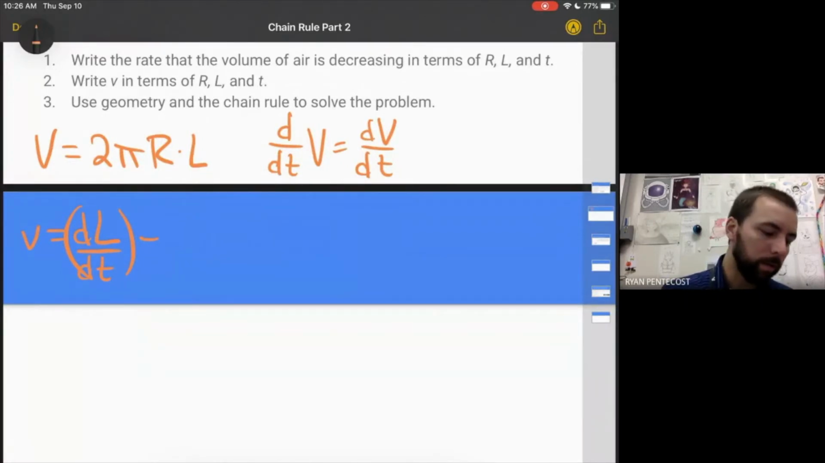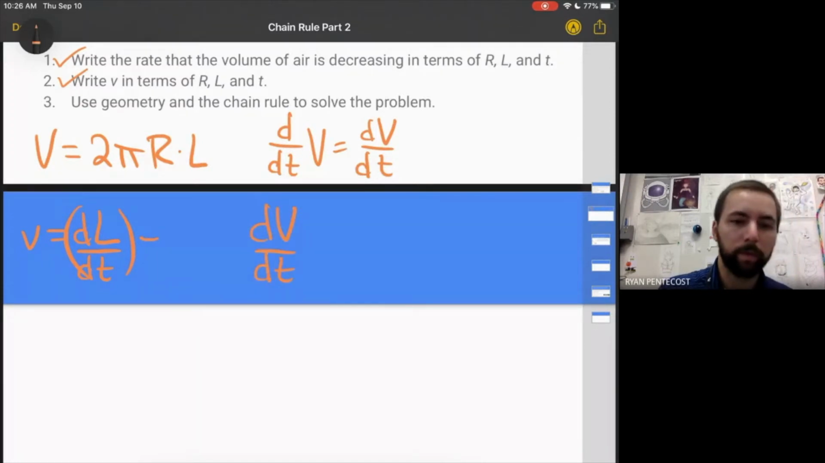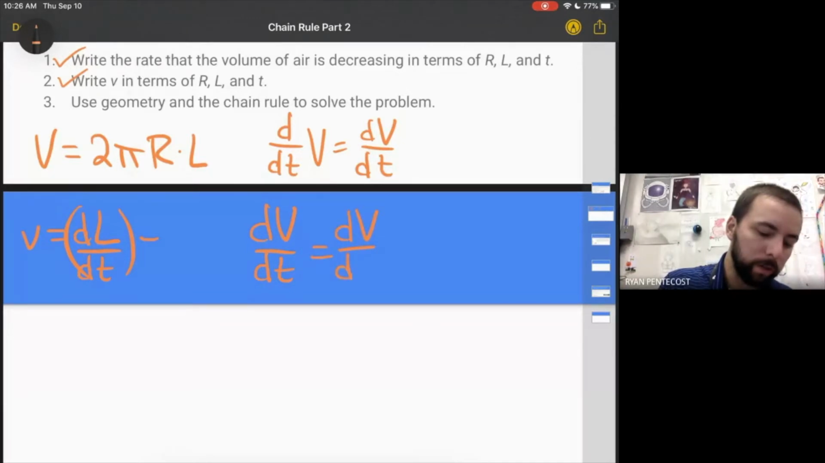All right, so that was part one and part two. Now let's look at part three. Let's use geometry and the chain rule to solve this problem. So if we want to find the derivative of volume with respect to time, what we can do is say that this is the derivative of volume with respect to the length times the derivative of the length with respect to time.